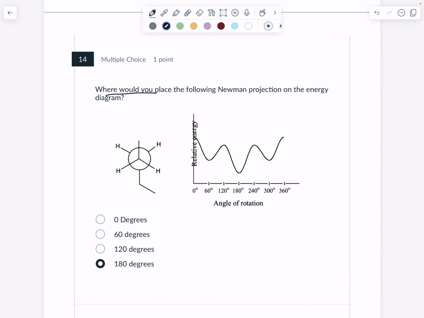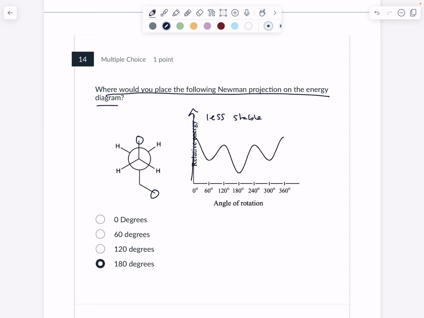Okay, next question. Where would you place the following Newman projection on the energy diagram? So these are my 2 biggest groups. So I would expect that these 2 biggest groups are going to be as far away as possible from each other. Well, let me start over. So we have 2 potential energies. The higher the energy is, the less stable the molecule is. Higher energy is less stable.